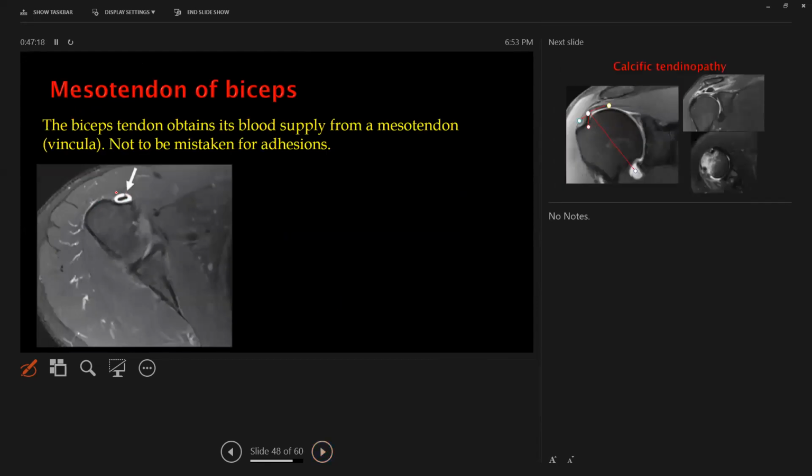Sometimes when there is enough fluid in the tendon sheath, you see the vincula or a mesotendon of the biceps tendon sheath. Basically, the biceps tendon gets blood supply from this little mesotendon, which is a normal variation. It's not an adhesion or pathological. This is normal anatomy, so it should not be misinterpreted as adhesion.